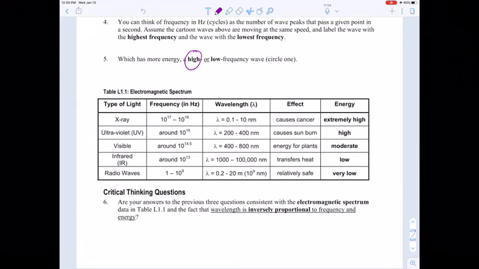The electromagnetic spectrum, again, this is review. You've all seen this before. Are your answers to the previous 3 questions consistent with the electromagnetic spectrum in this table, and the fact that wavelength is inversely proportional to frequency and energy? If you need a moment to think that through, hit pause and do so. But yes, our answers are consistent with this.